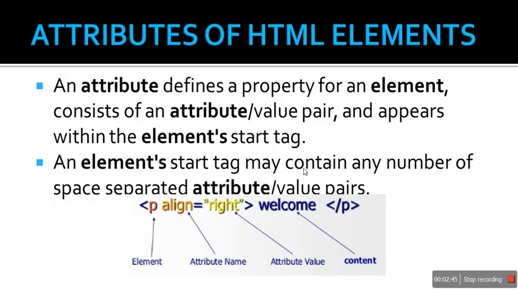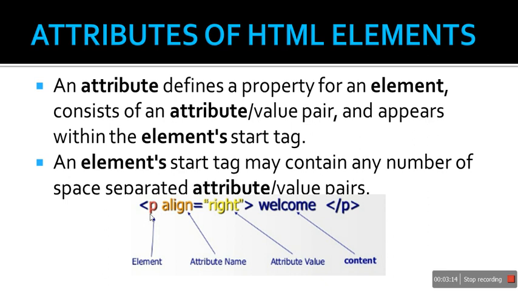So an attribute defines a property for an element. It can also enhance the behavior of the element. It can add additional functionality to the element. An attribute is nothing but an attribute and value pair. And attributes are written in the opening tag of the element. So that is the start tag of the element.